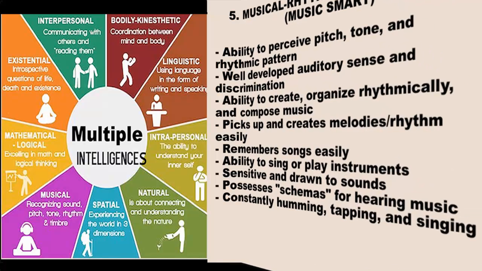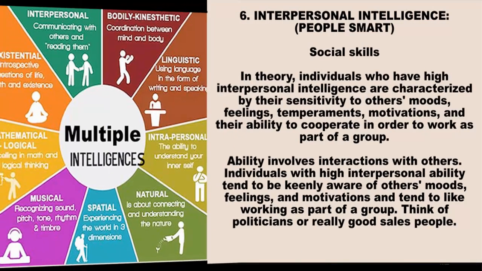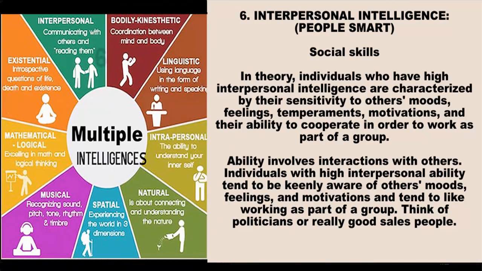6. Interpersonal intelligence, people smart, social skills. In theory, individuals who have high interpersonal intelligence are characterized by their sensitivity to others' moods, feelings, temperaments, motivations, and their ability to cooperate in order to work as part of a group. The ability involves interactions with others.